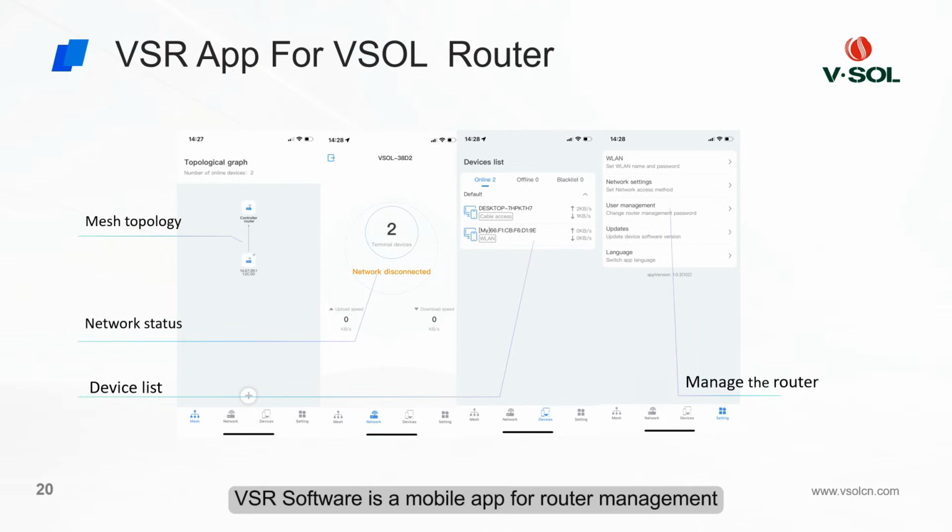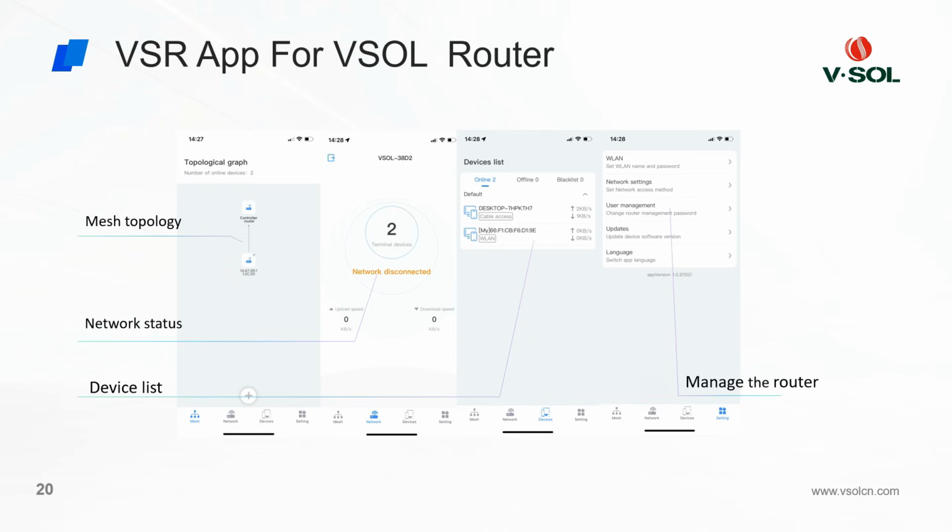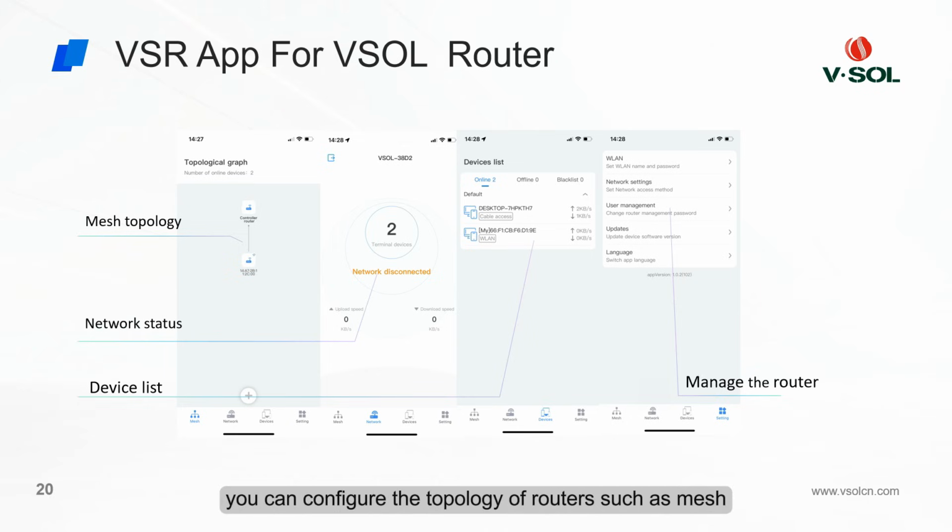VSR software is a mobile app for router management. When users use a VSOL router, they install the VSR app on their phone, connect to the router Wi-Fi, and open the app for management. After entering the app, you can configure the topology of routers, such as mesh, view the current network status, and manage the control settings of the current router. It is convenient for managing routers, especially in mesh environments. This mobile app has been certified and can be searched, installed, and used in the Apple or Android app markets.